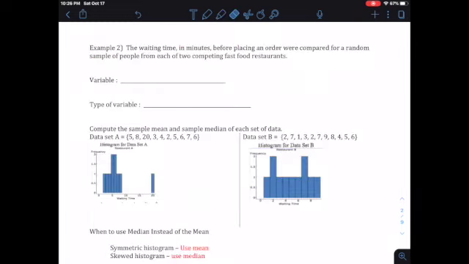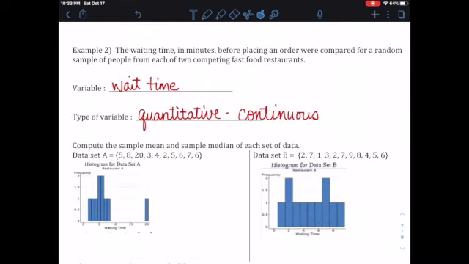Here is example number 2. The waiting time in minutes before placing an order is compared for a random sample of people from each of 2 competing fast food restaurants. So in this case, we still have to go back and review all the old stuff. So I'm asking, what is your variable? Work through what the variable is and the type of variable right now. So the answer for the variable is the wait time.